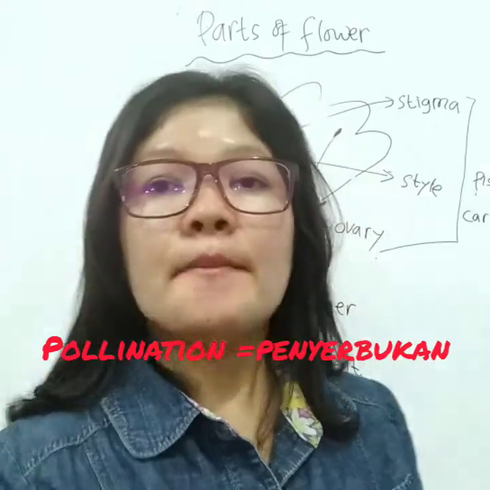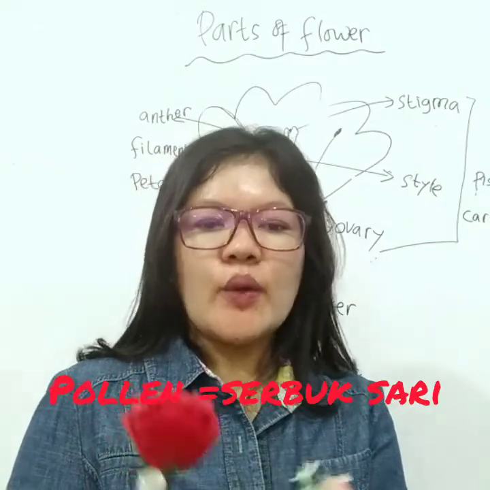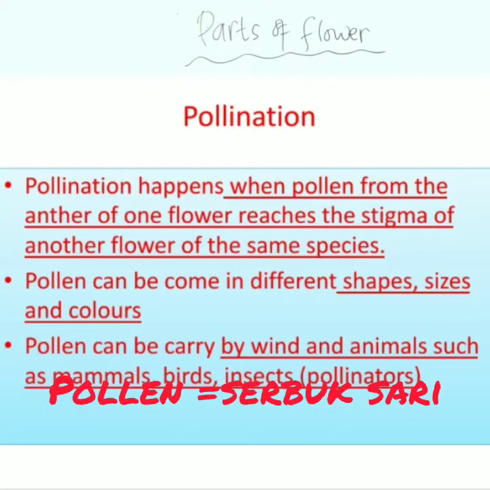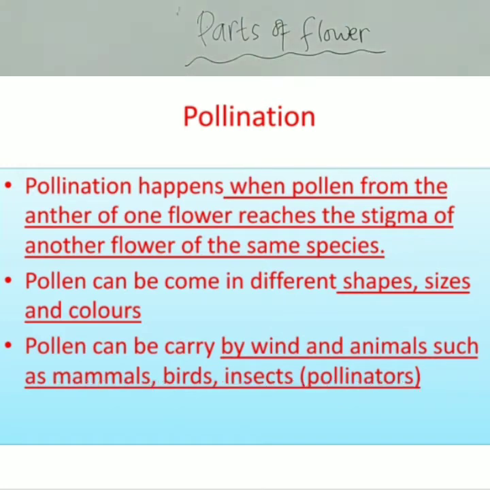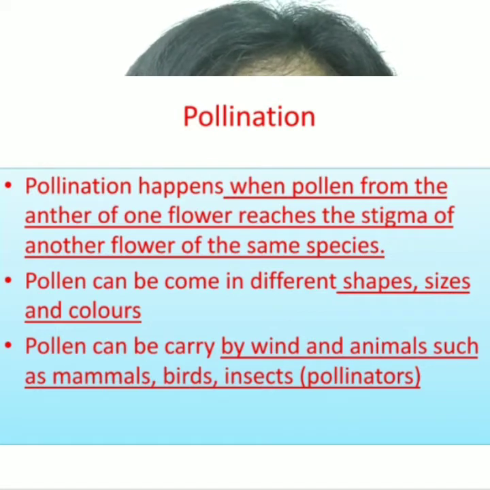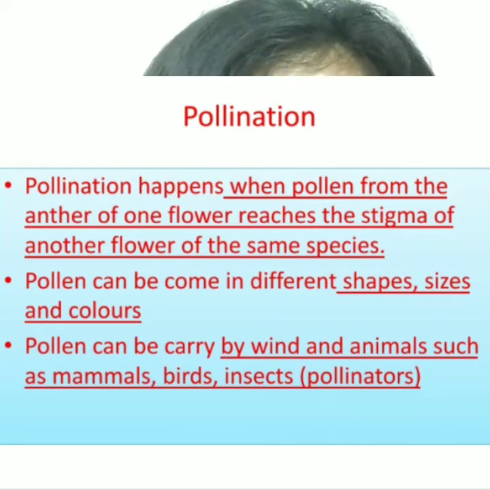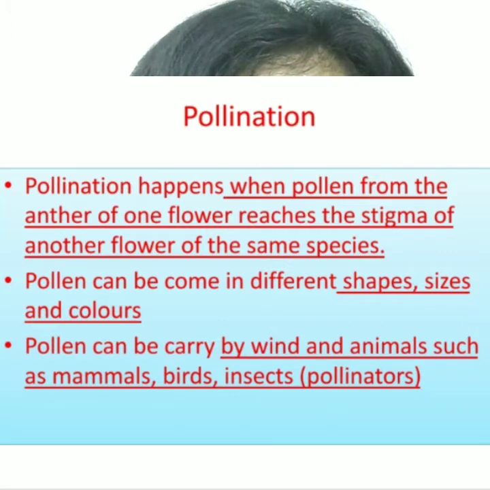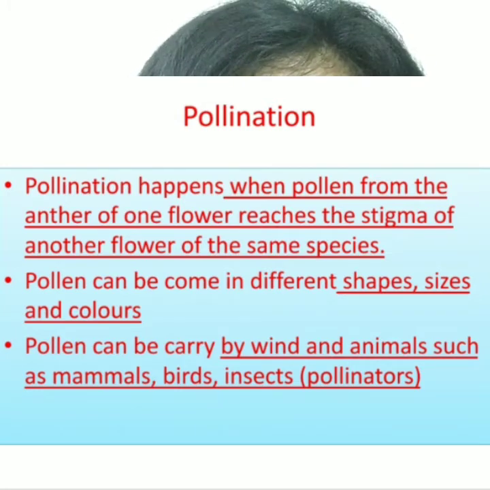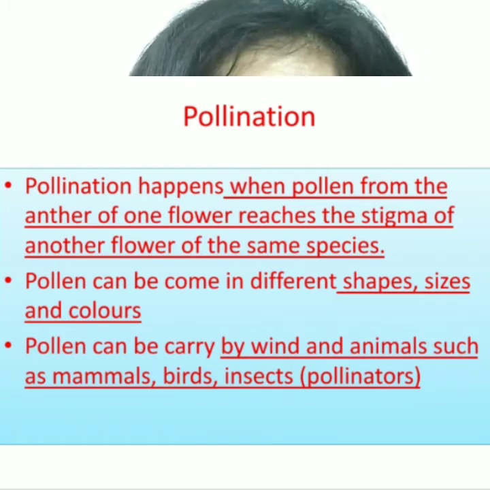Now there is a process in flowering plants. We call it pollination. What is pollination? Pollination is when the pollen from the anther of one flower reaches the stigma of another flower. Pollen can come in different shapes, sizes, and colors. Pollen can be carried by wind and animals such as mammals, birds, and insects. We call the mammals, birds, and insects pollinators. Pollinators help the flowers to do the pollination.